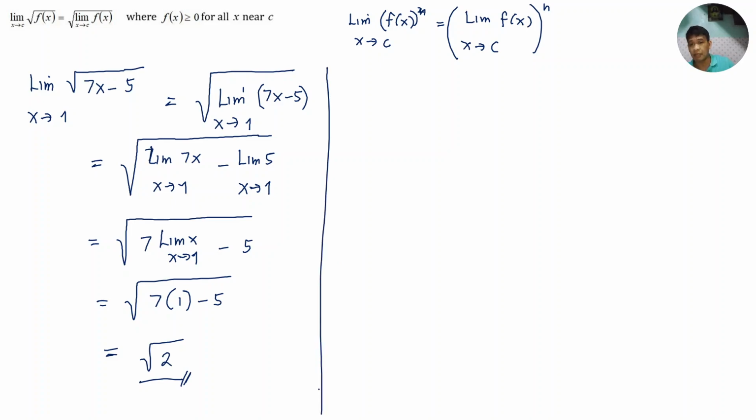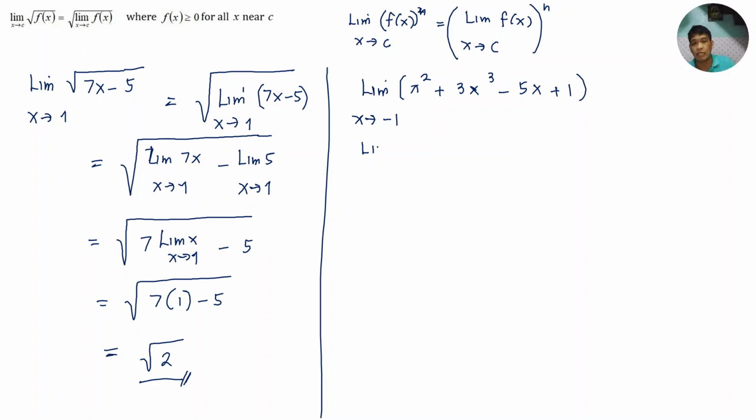Similarly, when we have this limit of x squared plus 3x cubed minus 5x plus 1, this is a polynomial as x approaches negative 1. So what we will do is, the limit of a sum is the sum of their limits. So the limit of the first plus the limit of the second minus the limit of the third plus the limit of the fourth.